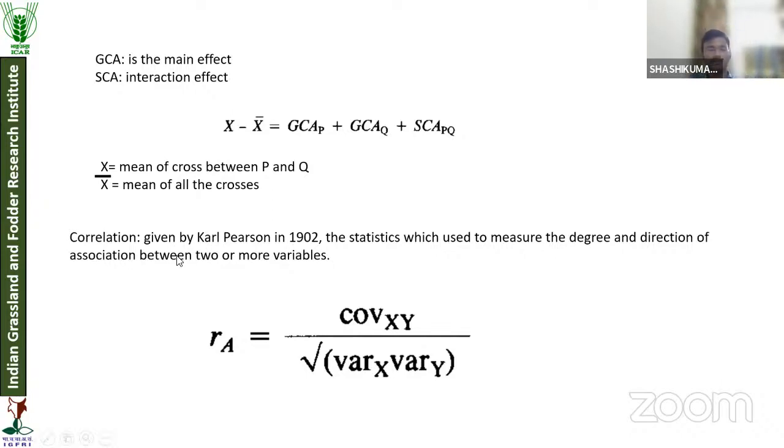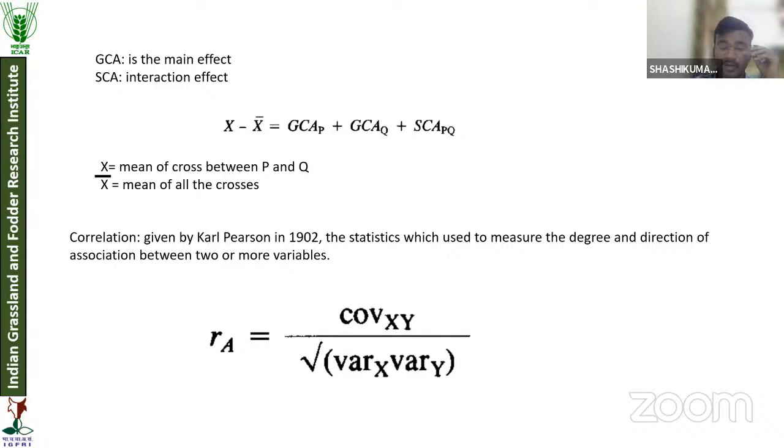So this is the correlation. Correlation between x and y is equal to the covariance of x and y divided by the square root of the variance of x times the variance of y. Correlation will always be from -1 to +1. The closer the value is to plus one, the higher the positive correlation. The closer the value is to -1, the higher the negative correlation.